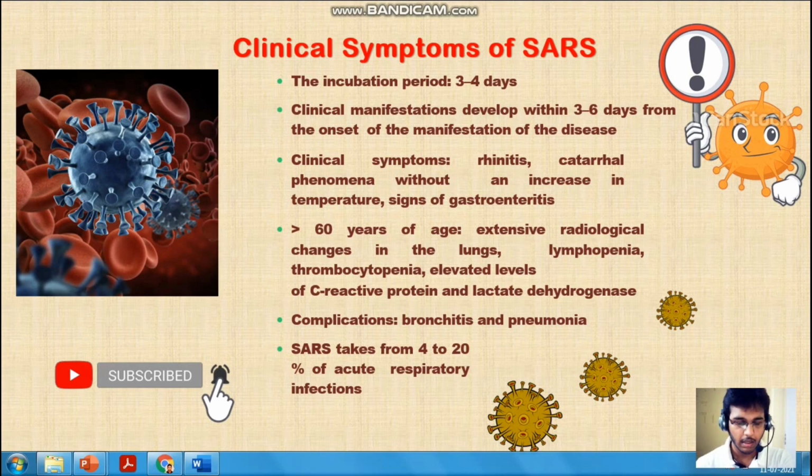So what is lymphopenia? Lymphopenia is a term used to describe the state where you have a reduced level of lymphocytes. It directly means that the person is getting deprived of lymphocytes. The complications also included bronchitis and pneumonia. Bronchitis is nothing but the inflammation of the bronchial walls, and in pneumonia, the alveolar sacs are filled with liquid, sometimes pus. During the time of this epidemic, SARS was responsible for about 4 to 20% of acute respiratory infection cases.